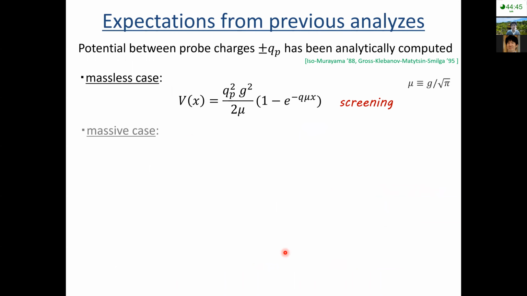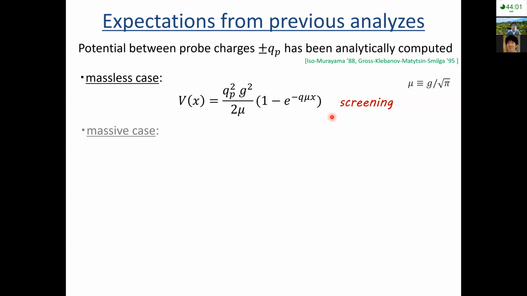And it is known that the behavior of the potential changes qualitatively as we change the charge of the probe and the charge of the dynamical fermion. And there are analytical results obtained by some techniques in this model. First, if we consider the massless case, it is known that the potential behaves like this. So this is quite different from linear behavior. And this gives a screening behavior. So for long distance, the potential becomes flat.